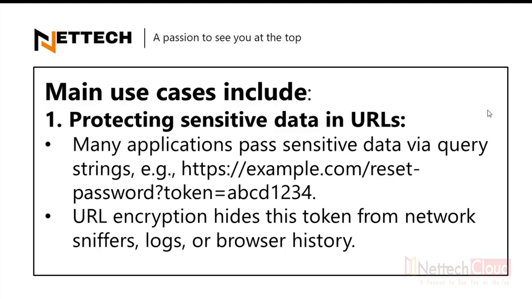What are the use cases? First, protecting sensitive data in the URLs. Many applications pass sensitive data via query strings. For example, https://example.com/resetpassword?token=tokenID. URL encryption hides or encrypts this token from network sniffers, logs, or browser history.